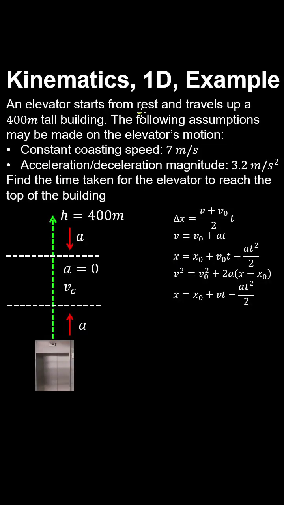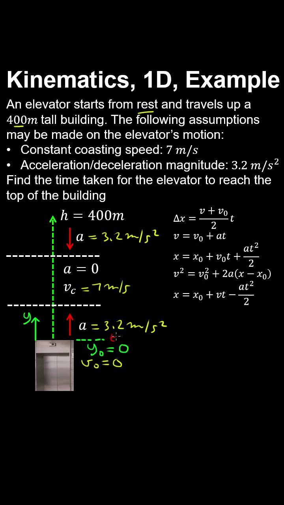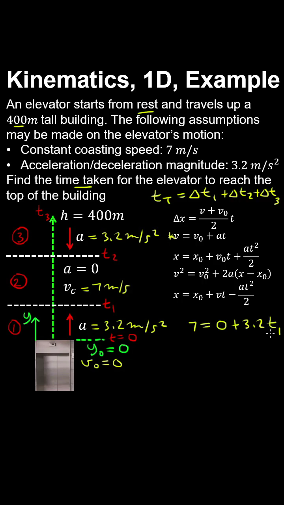An elevator starts from rest and travels up a 400 meter tall building. And we can make the following assumptions, and now we can choose our coordinate system. So here we have a time of t equals 0, and we break this up into 3 intervals of motion. To find the total time taken for the elevator to reach the top of the building, in the first interval we can use this kinematic equation. So this is the same as t1 minus 0, which is equal to delta t1. And by symmetry, that's equal to delta t3, which is t3 minus t2.